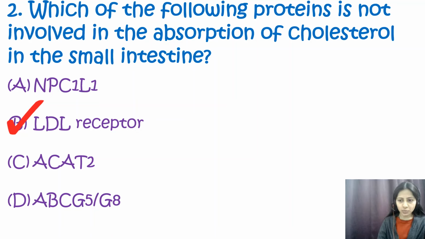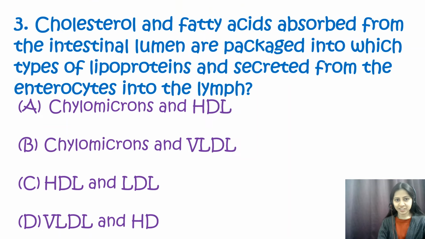Since the absorption of cholesterol in the small intestine is a complex process that involves various proteins like NPC1L1, ACAT2, and ABCG5/G8. So these are the proteins which are required, and over here they are asking which protein is not required. It's LDL receptor. Option number B.